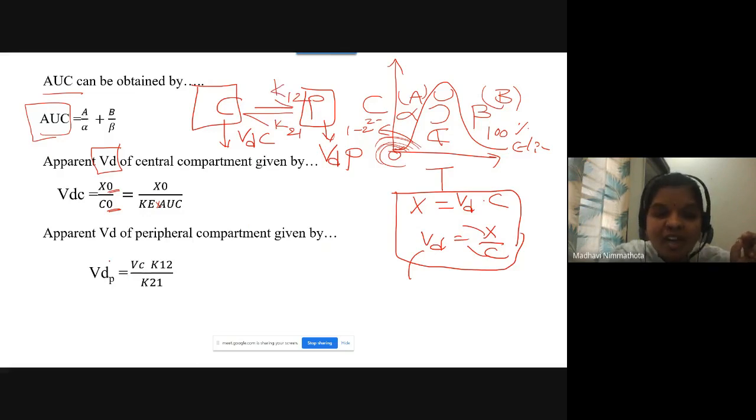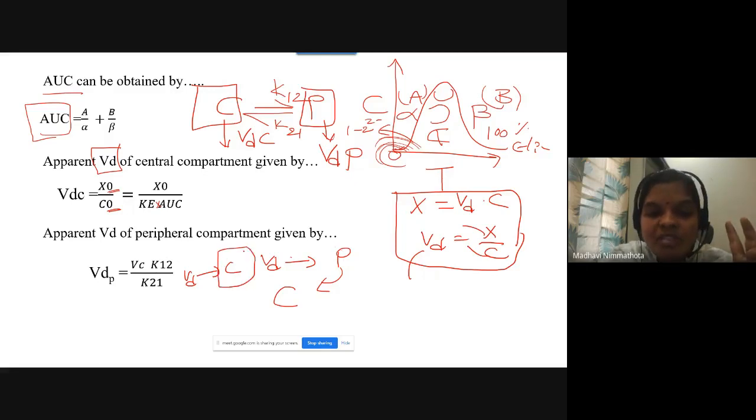So for calculating volume of distribution in the peripheral compartment, we have to know the volume of the central compartment also. So this VC is volume of central compartment, into constants K12 divided by K21. For calculating VD for peripheral, you take the central into consideration, but when you calculate VD for central, you are not taking the peripheral into consideration, because from this central only all these mechanisms are going on.